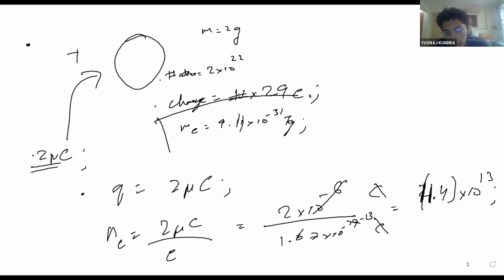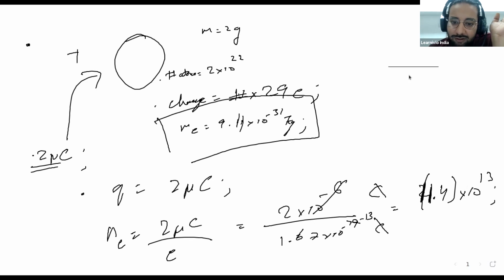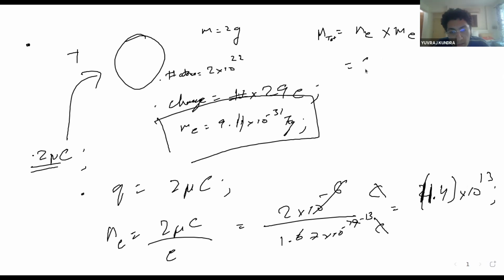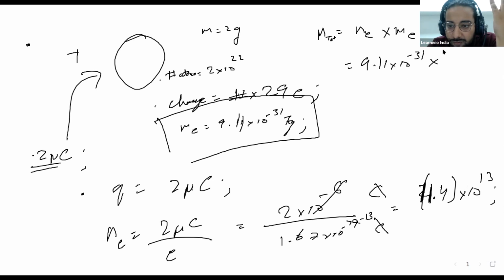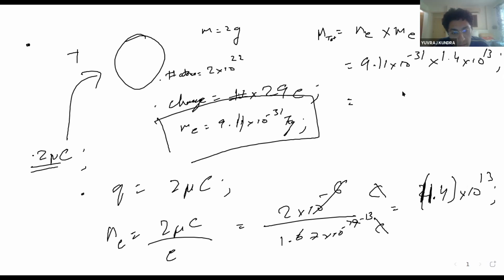Now you have the mass of each electron. Just multiply the number by the mass. So the total mass, m total, is just the number of electrons multiplied by the mass of one electron, right? So that's just 9.11 into 10 to the power minus 31 into 1.4 into 10 to the power 13, and from here you get whatever you get.